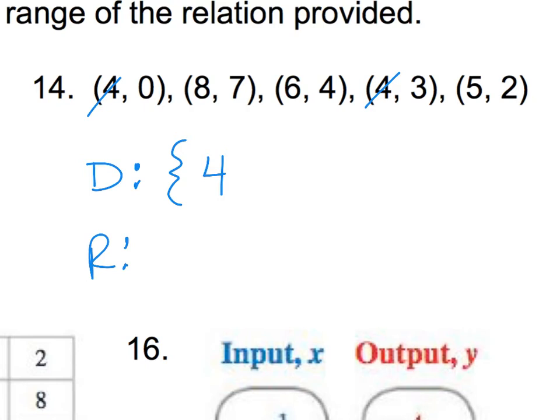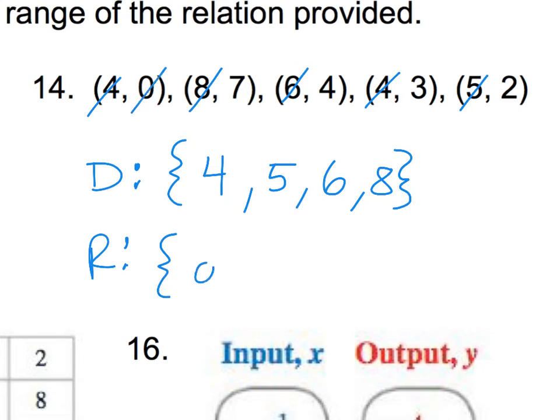And then after 4, next number? 5. Let's cross that out as we go. Then 6. Then 8. Our range is our y values. What's our smallest y value? 0. Let's cross it out. Next one, 2. Then 3. Then 4. Then 7. Yeah, that's it.